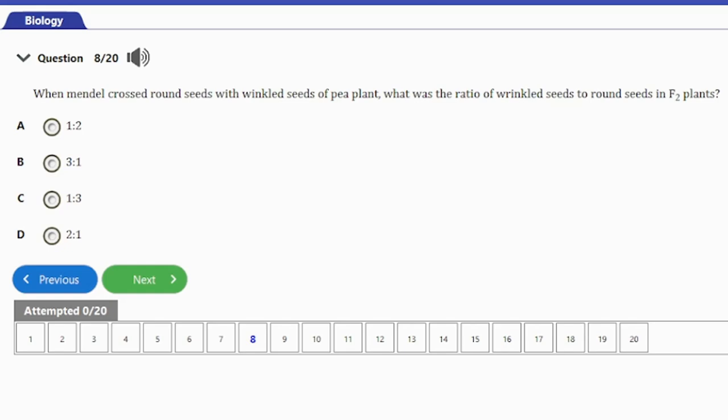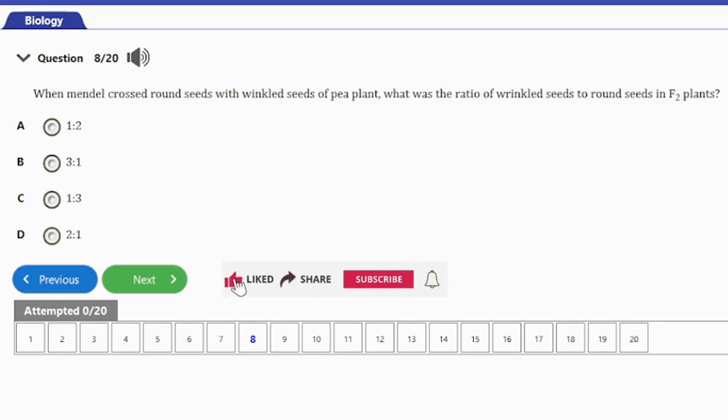Question number 8. It says when Mendel crossed round seeds with wrinkled seeds of pea plant, what was the ratio of wrinkled seeds to round seeds in F2 generation? So guys, we have here option A, 1:2, option B, 3:1, option C, 1:3, option D, 2:1. So guys, the answer to this question is option C, and that's 1:3.